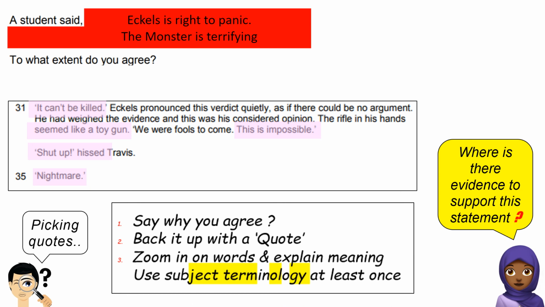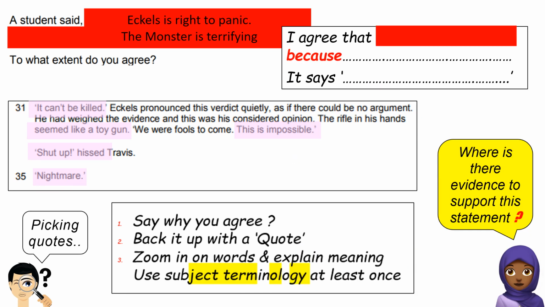So this is the process that we're going to go through. We're going to make a point and say why we agree, then we're going to back it up with a quote, and like the language question, we're then going to zoom in on the quote and explain it and say why we think this is evidence of this statement being true. So here's my little writing frame, and I'm always going to start like this. I'm going to say, I agree that, and what am I agreeing with? I'm going to mention the statement.